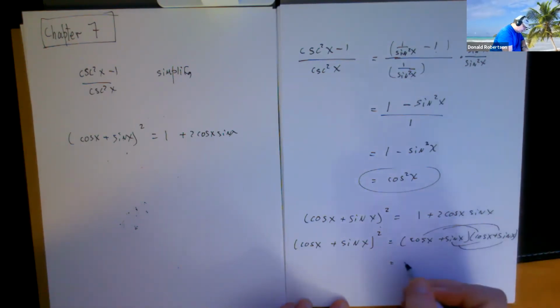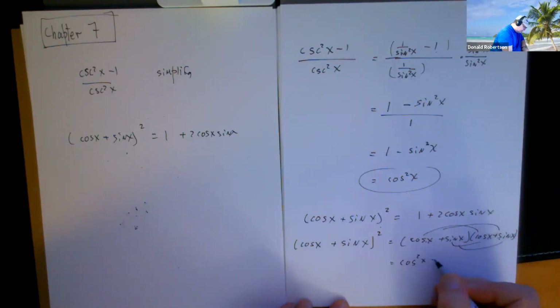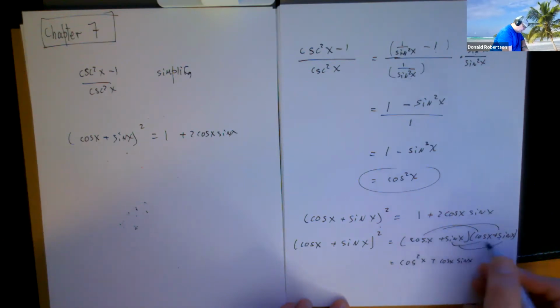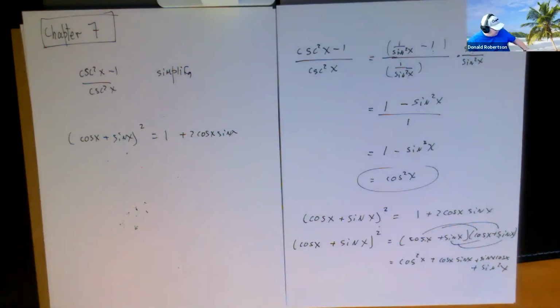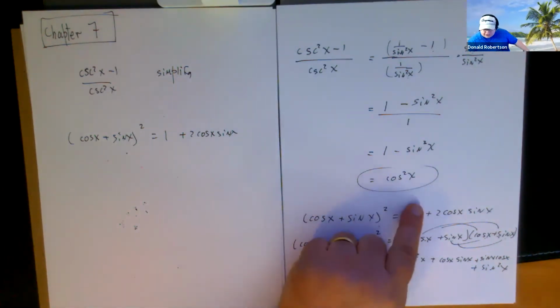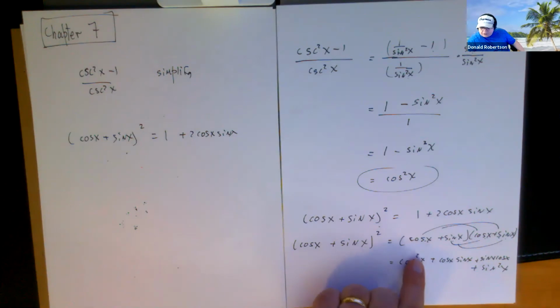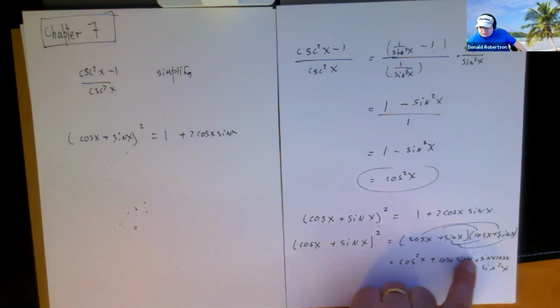Cosine times cosine we call cos squared x. Cosine times sine, I'm going to call that cos x sine x. Sine times cosine, I'm going to call that sine x cosine x. And sine times sine, I'm going to call that sine squared x. Now, the advantage of this question is you know what you should get. And this is where I am right now. Cos squared plus a cosine sine plus a sine cosine plus a sine squared.